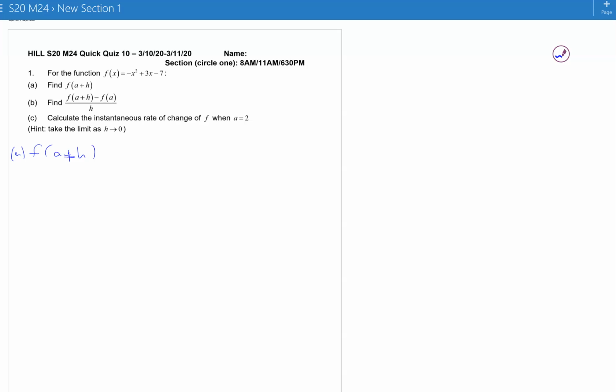That says everywhere you see an x, you should put an a plus h. And then we should have minus the quantity a plus h squared, which is a plus h times a plus h. Then we'll have plus 3a plus 3h minus 7.